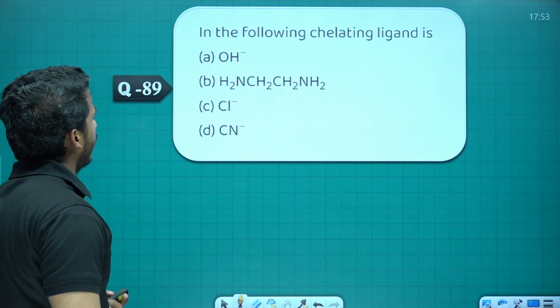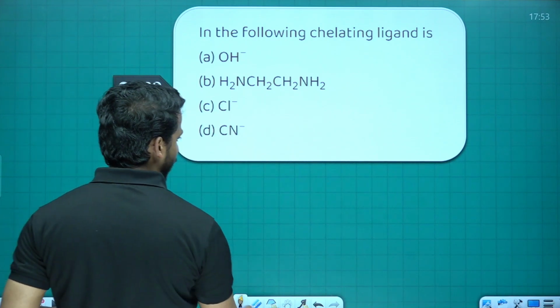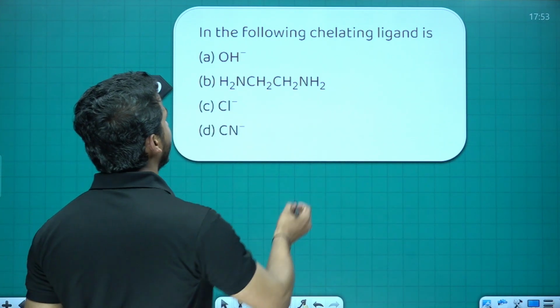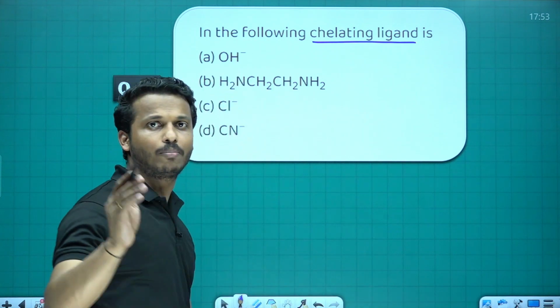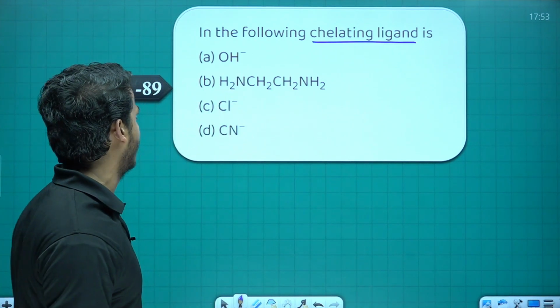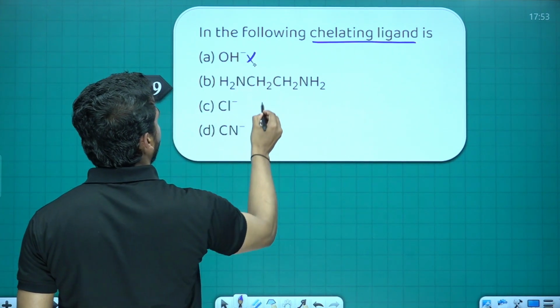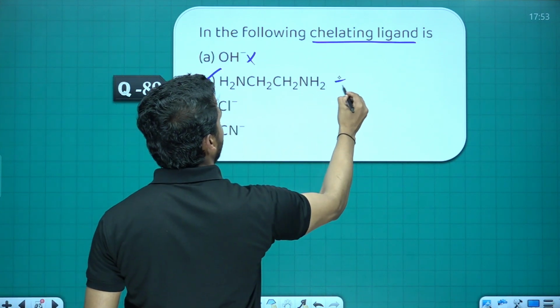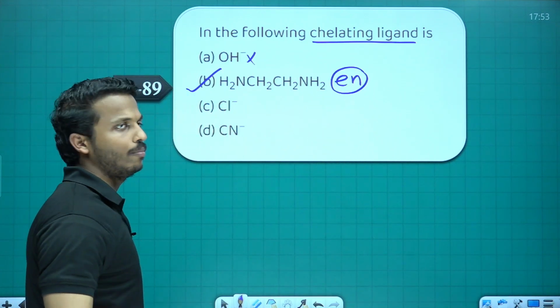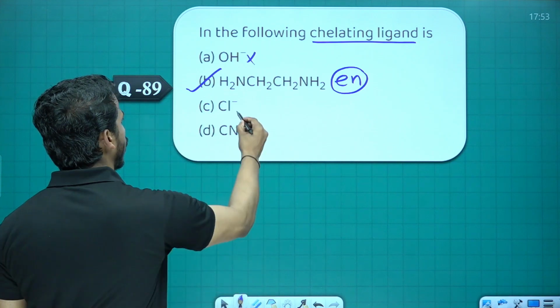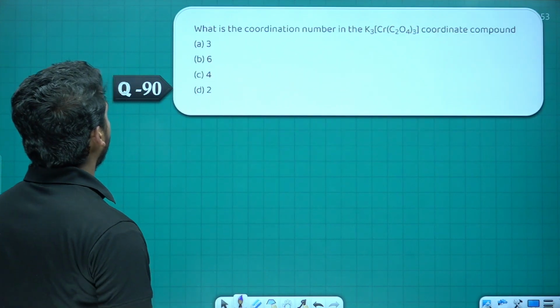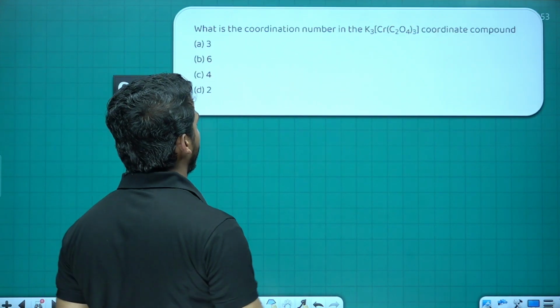Yes. Next one. In the following, which is a chelating ligand, right? Chelating ligand means it should be bidentate or polydentate. OH is monodentate. Yes, this is what? This is our en ligand. Ethane-1,2-diamine is our bidentate ligand. The other is monodentate.